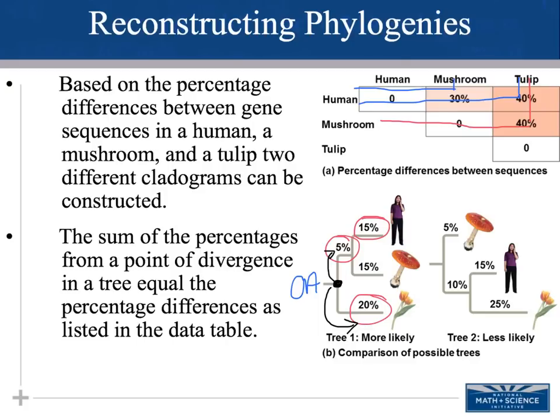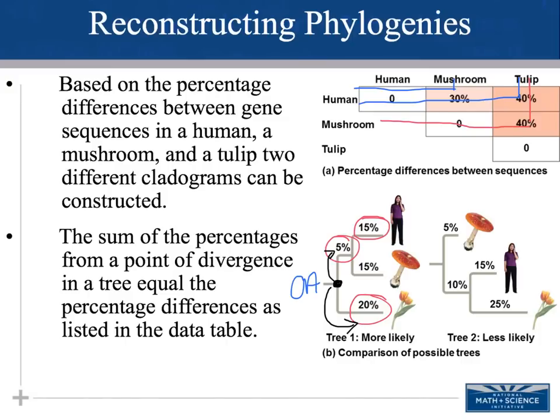Now, this other tree that we could generate, this would be tree number 2. Sorry guys, my laser does not want to cooperate. So here we go. Here's tree number 2. And it shows our common ancestor here. Sorry about that. I'm tired. And then we have our mushroom, our person, and our tulip.